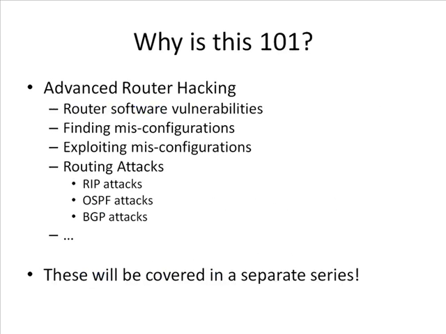The final thing I'd like to mention in this introductory presentation is that this is just 101. Advanced router hacking consists of finding and exploiting router software vulnerabilities, finding and exploiting misconfigurations, routing attacks, which include RIP attacks, OSPF and BGP attacks, and a host of other things. We will cover this in a later separate series because these will require more advanced dealing and knowledge.